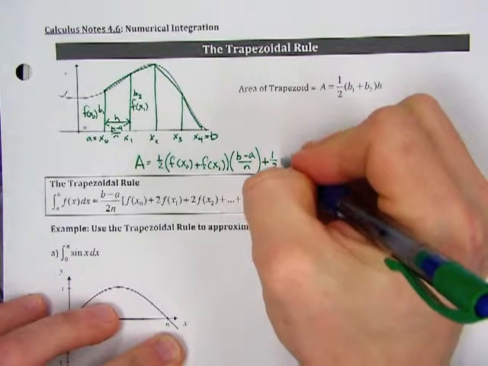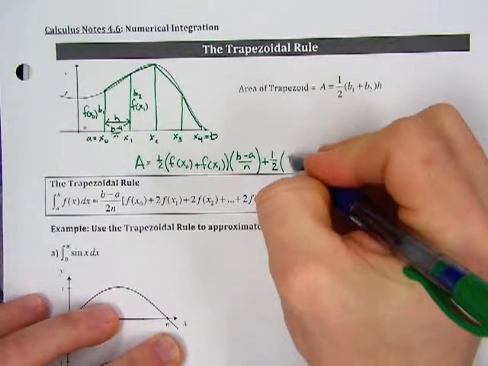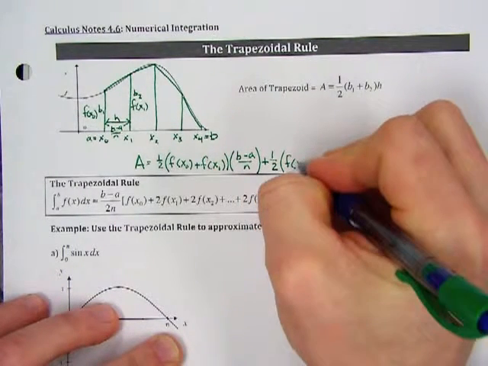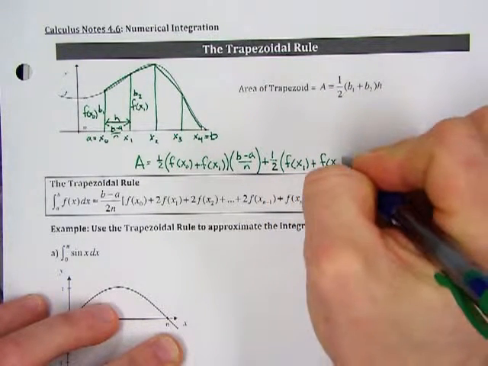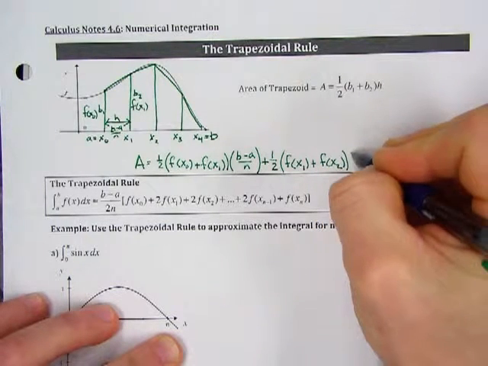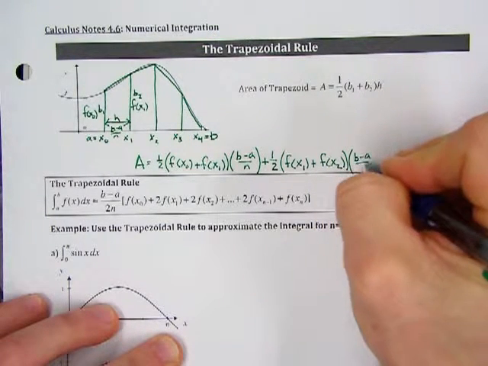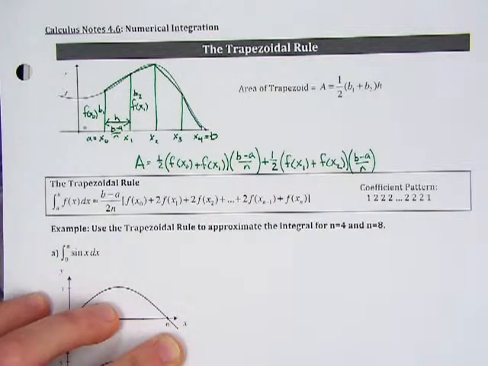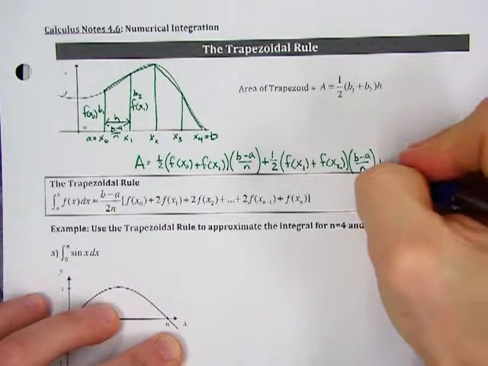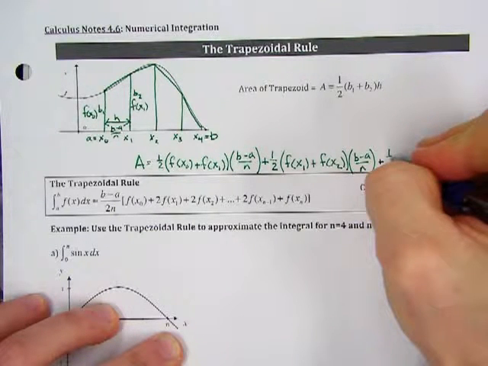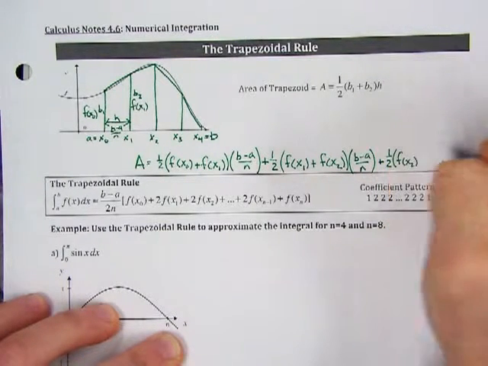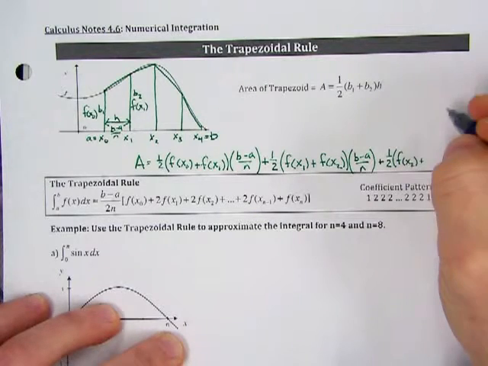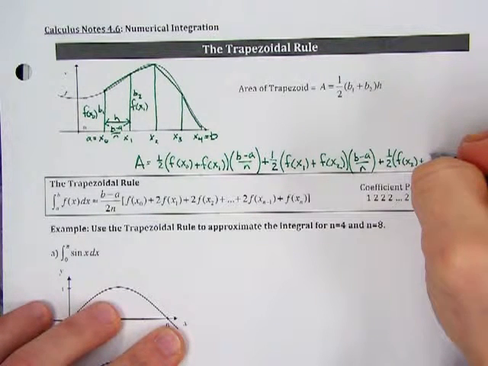Okay. And then our second trapezoid would be 1/2 times f of x sub 1 plus f of x sub 2, times (b minus a) over n. And notice that doesn't change because we're going to take trapezoids of equal width. Can we just put a delta x in for the (b minus a) over n? Yeah, that would be fine. We're going to do all 4 trapezoids here.